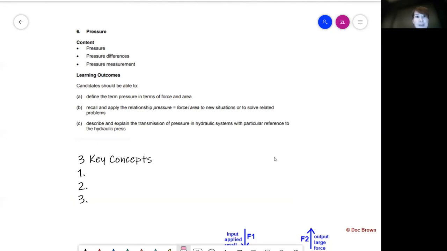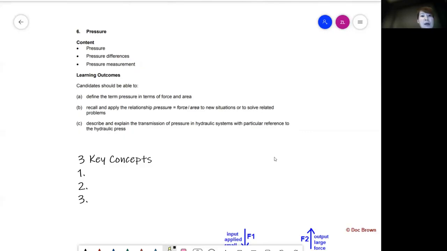Okay, now in this chapter, we're going to look at pressure. Now, pressure is particularly heavy for the pure physics students, but for the combined science students, it is quite a small topic that's usually covered together with forces. So today we're going to look at the pure physics portion. Okay, particularly we're going to look at chapter 6, part C, which is on hydraulic systems.